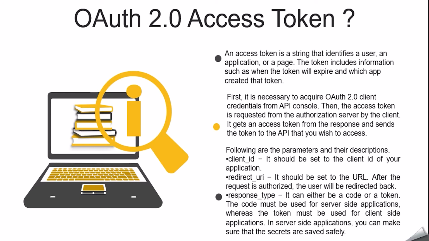Now, following are the parameters and their descriptions, which are associated with the token: client ID, redirect URI, and the response type. Client ID should be set to the client ID of your application. Redirect URI should be set to a URL. After the request is authorized, the user will be redirected back. And the response type can either be a code or a token. The code must be used for server-side applications, whereas the token must be used for client-side applications. In a server-side application, you can make sure that the secrets are saved safely.